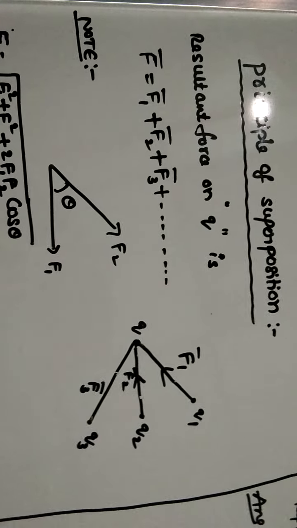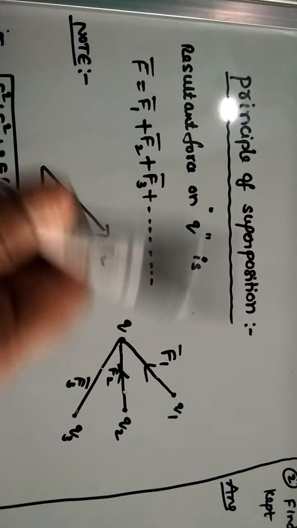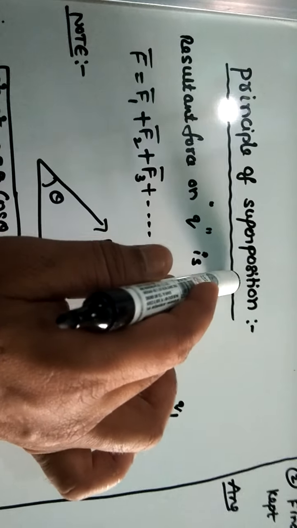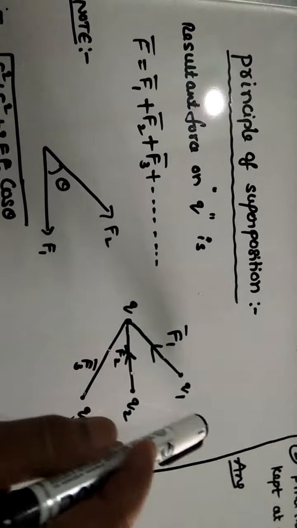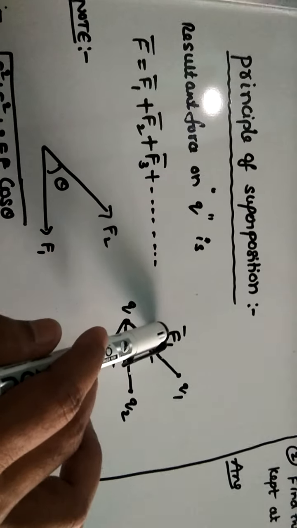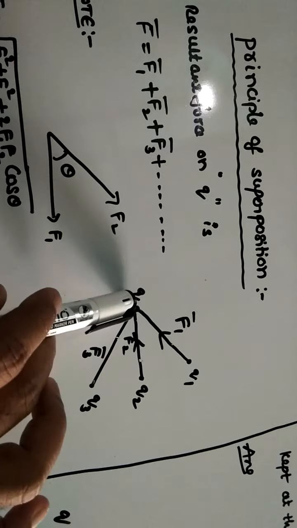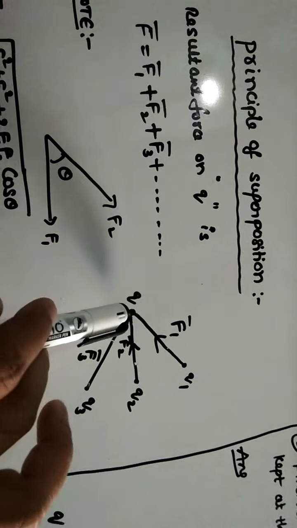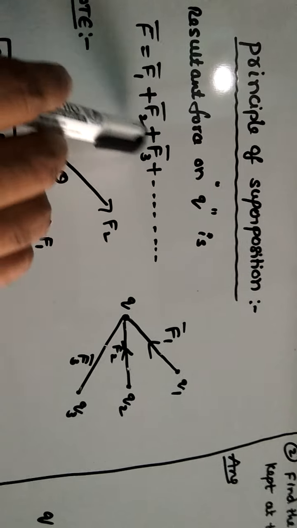Okay, coming to the next concept, electrostatic force: the principle of superposition. This word is very useful. Superpose means mixing one over the other. Now here, consider a point charge q. Three more point charges q1, q2, q3 are there. Between q1 and q, the force is F1 vector. I told you force is a vector. Between q2 and q the force is F2, and between q3 and q the force is F3. What is the net force acting on this charge? That is nothing but the vectorial sum of the individual forces.